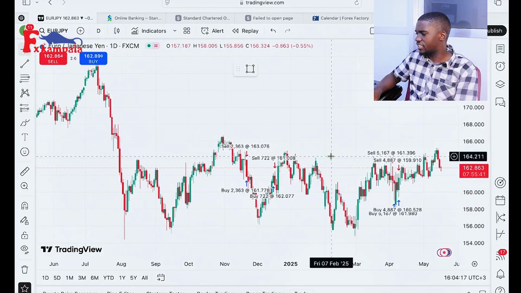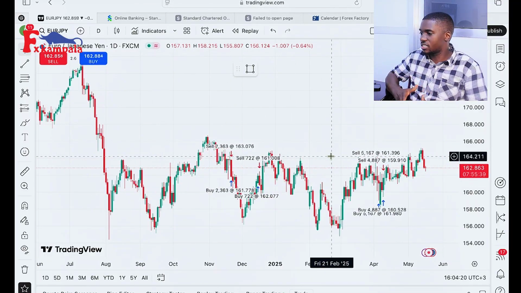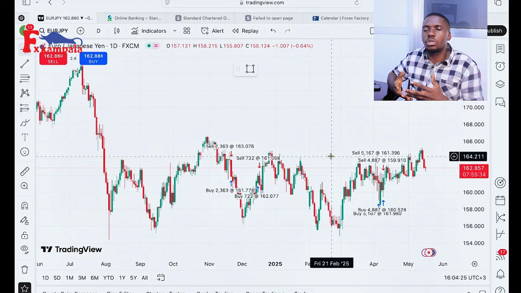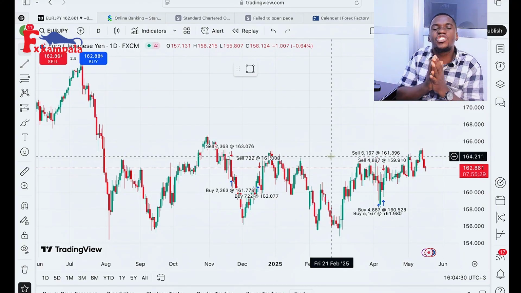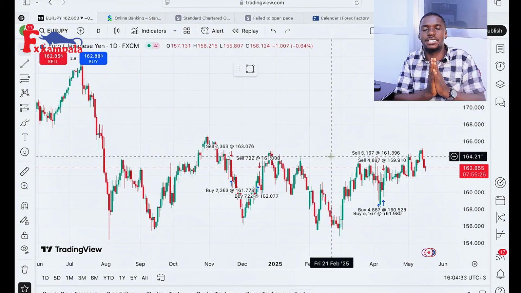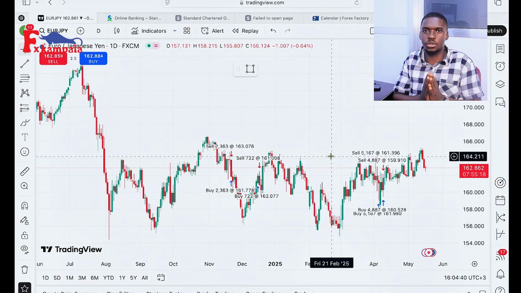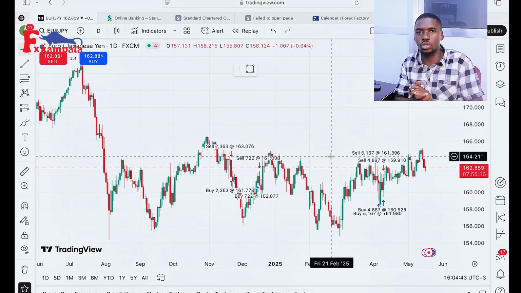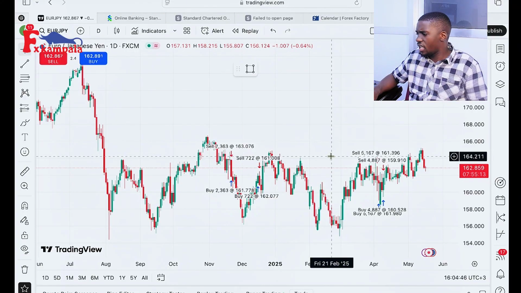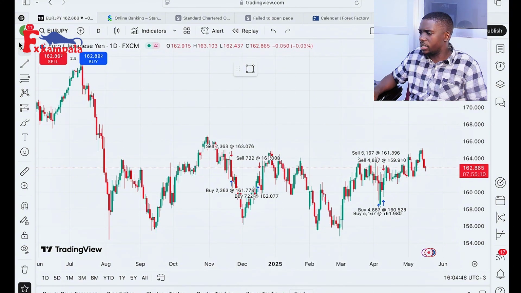Now, I'll just show you something simple here. As you can see, this is my chart. The pair is Euro JPY. The clear definition of support and resistance is that it should be a zone that is respected more than once, okay? And as the market approaches it, we experience a consolidation that is either in the bullish direction or in the bearish direction.